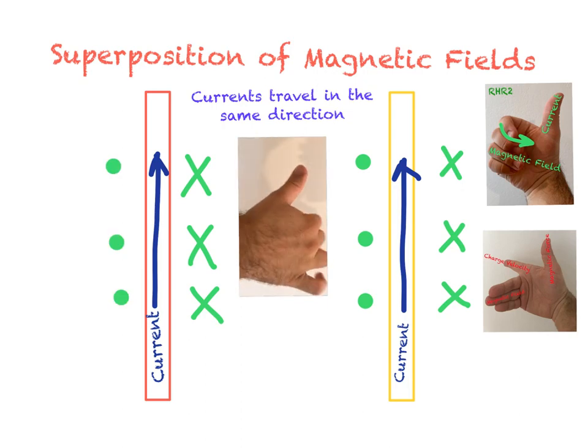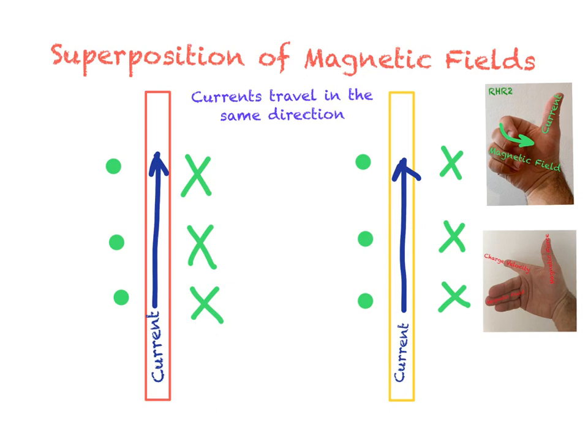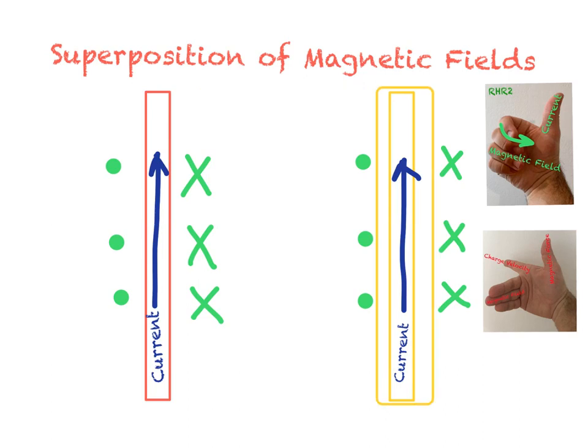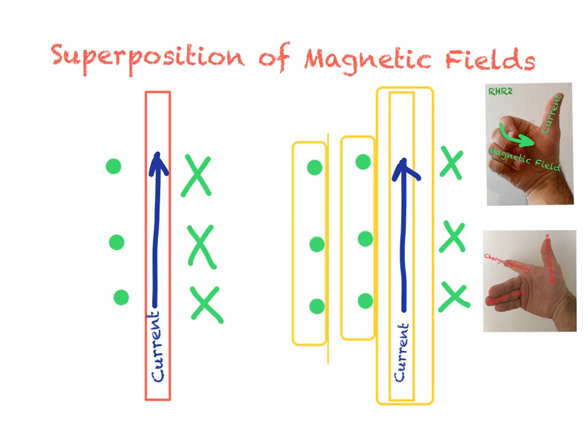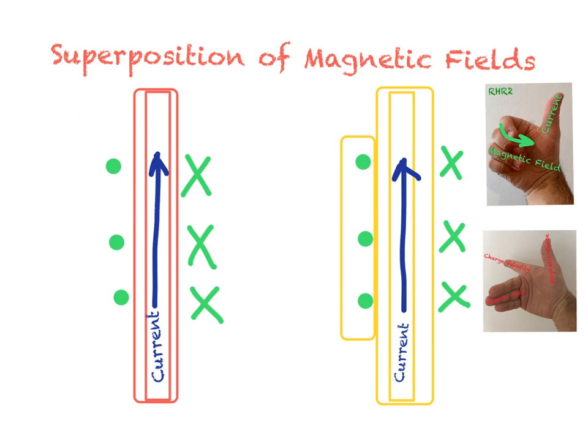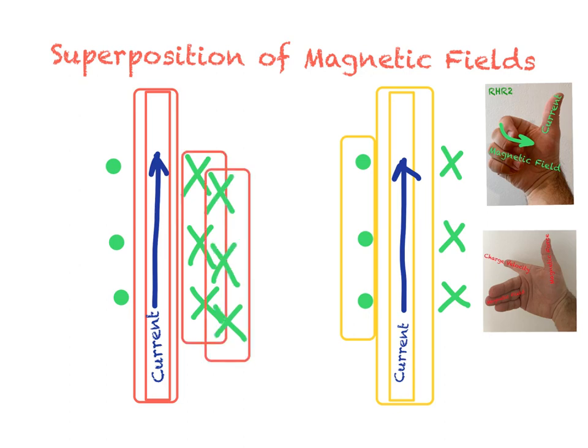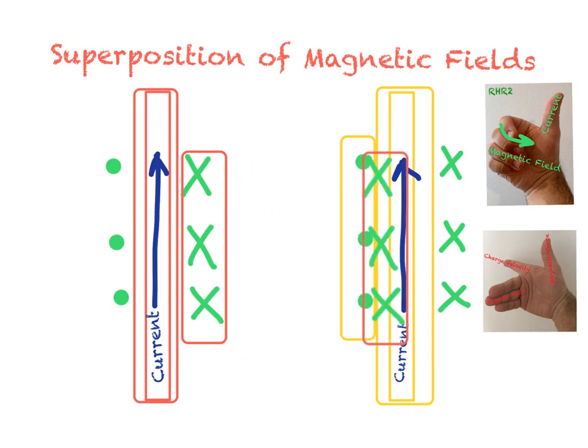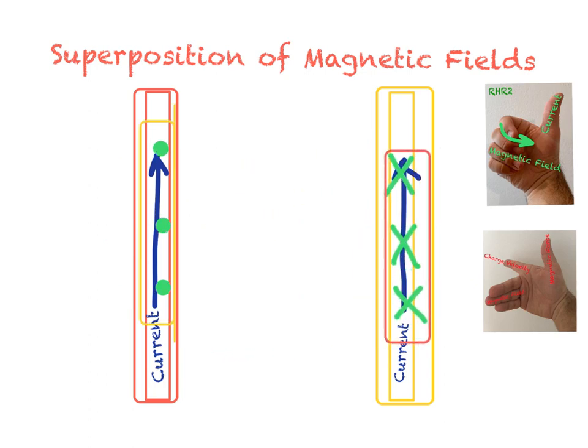Now what we're interested to see is how the field of one wire interacts with the field of the other. So here's the part we need to focus on. The wire on the right has a field directed out of the screen at the location where the wire on the left is. And the wire on the left has a magnetic field that's directed into the screen at the location of the wire on the right. So look at the picture to help you understand this.